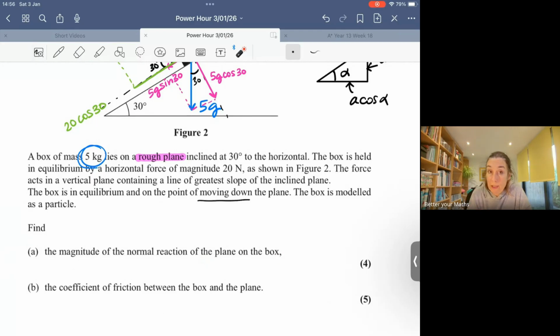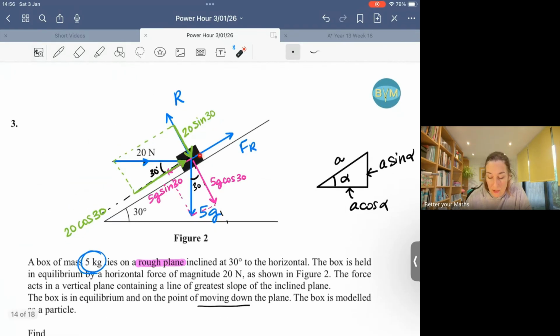So we are going to resolve forces in the direction of the slope or in the perpendicular direction. They're asking me about this one now. So this is the one that I'm trying to find, R, the normal reaction. So I'm going to resolve forces in this direction. What does that mean? I'm going to write the equilibrium of my forces.